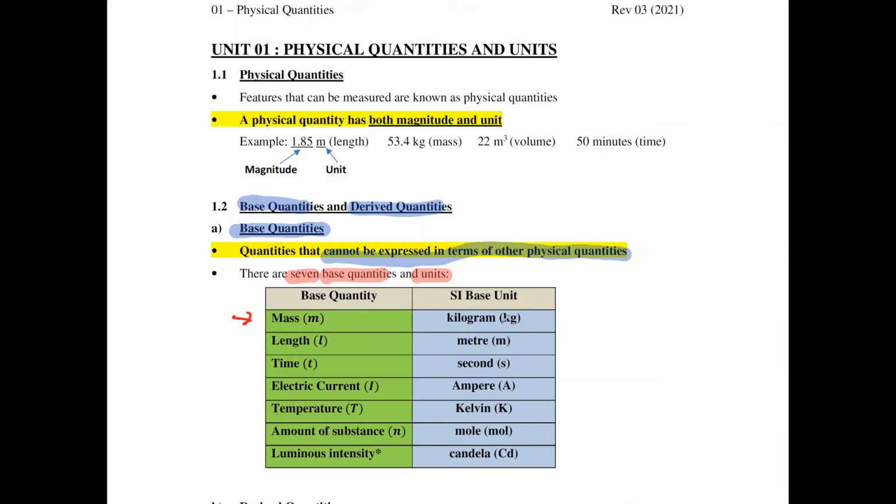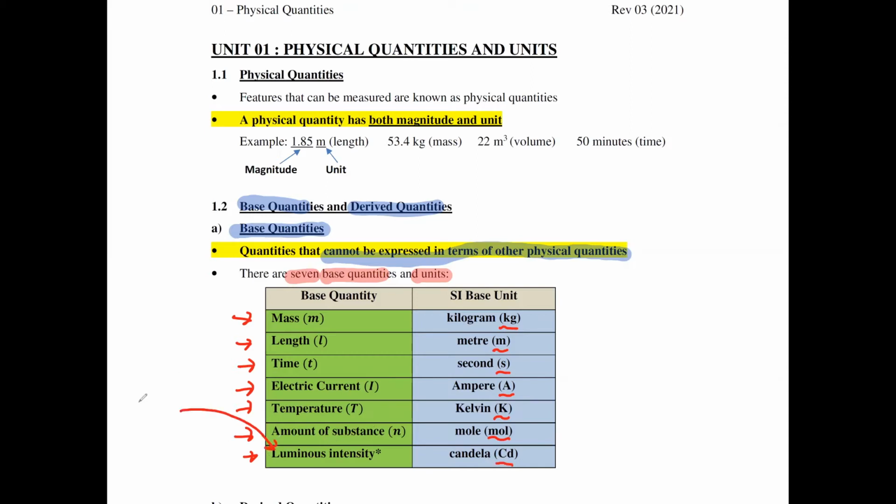The first one is mass, measured in kilograms. The second one is length, measured in meters. The third one is time, measured in seconds. The fourth one is electric current, measured in ampere. The fifth one is temperature, measured in Kelvin. The sixth one is amount of substance, measured in mole. And the last one is luminous intensity, measured in candela.